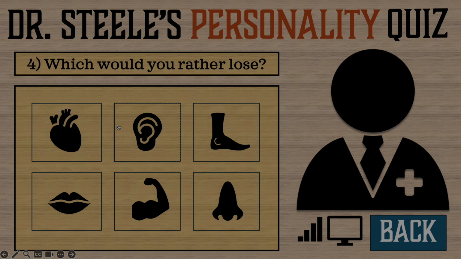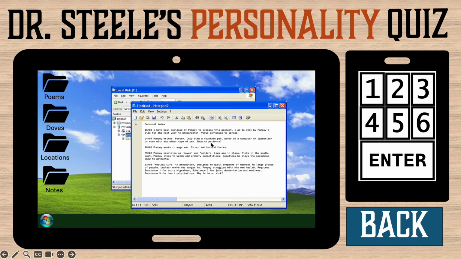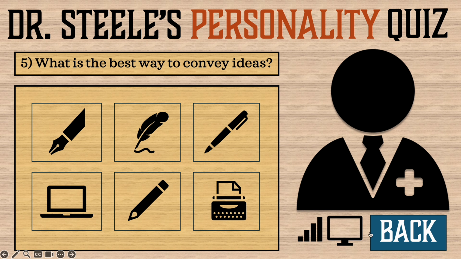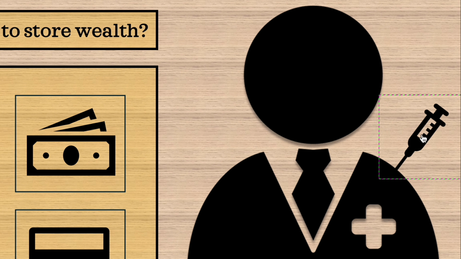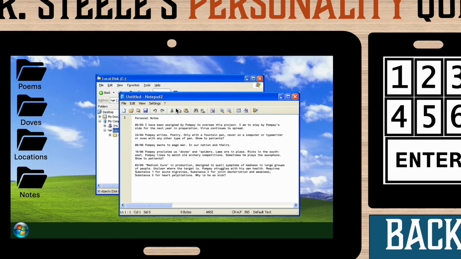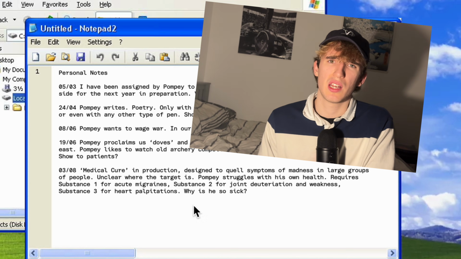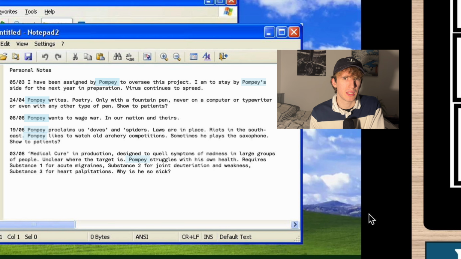Unnerved, you answer heart. You continue answering questions, some based off the personal notes file, some based off the transaction history file, including the question about storing wealth in gold. But on that question, a syringe pops up next to Dr. Steele. Clicking on it, you see that you can match this substance to one written out in the personal notes file. This file is written by someone describing the characteristics of a figure named Pompey, seemingly a personal advisor of sorts. You can't remember whether this advisor was you or someone else.